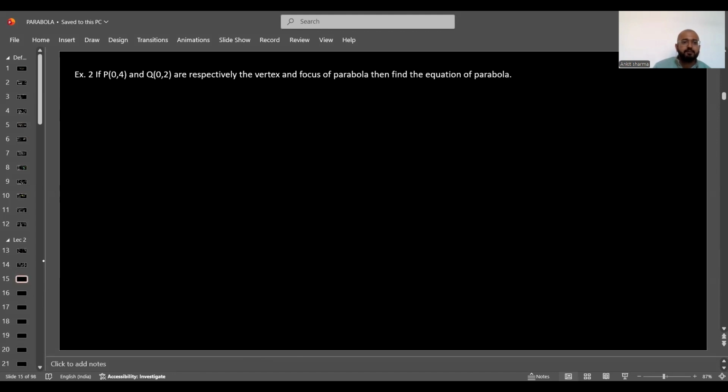Now you have: P and Q are respectively the vertex and focus of the parabola. Then we want the equation of the parabola again. For this, just have a look. The vertex is here, P is the vertex, so (0, 4) is the vertex. And Q is the focus, which is (0, 2).